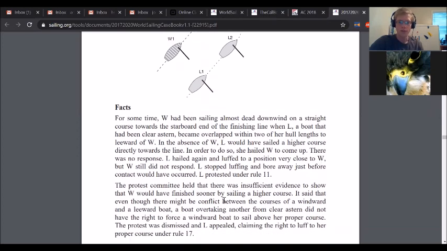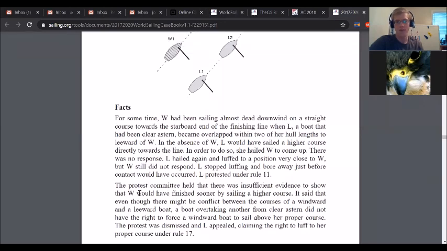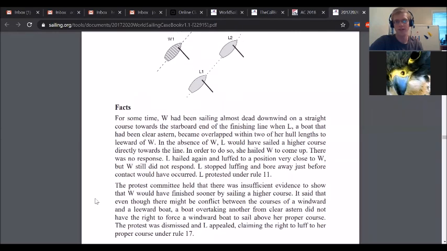So protest committee. In this paragraph here, you kind of get the idea that in this particular case, and it's probably why it was put into the casebook, the protest committee incorrectly was interpreting the rule as W. They were looking at W's proper course. But when we're looking at this rule, it doesn't matter. The other boat's proper course does not matter. It's your proper course, right? So the proper course definition is, what would you have done to finish the race as soon as possible if the other boats were not there, right?